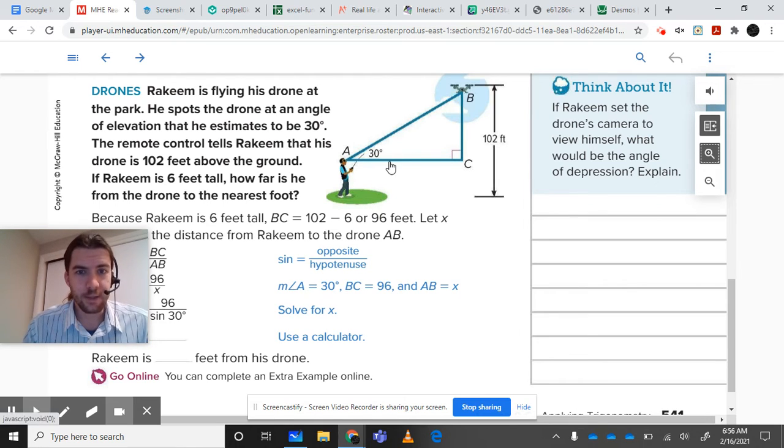So he estimates the angle to be 30 degrees. The remote control tells Rakim that his drone is 102 feet above the ground. He is 6 feet tall. How far is he away from the drone? So how far away is AB? Well, because Rakim's 6 feet tall, we can take that away from 102, and we can say that BC would be 96 feet.